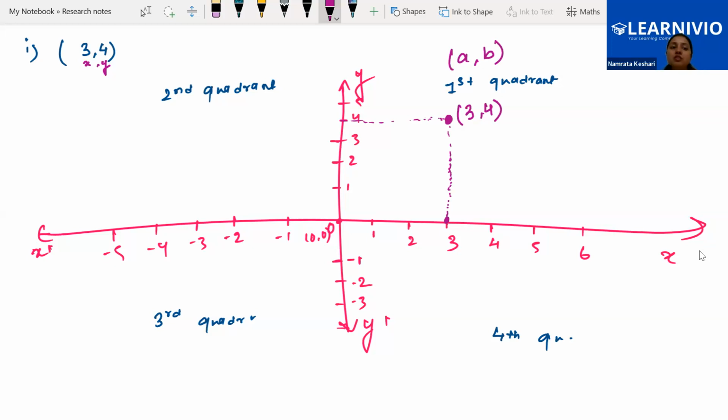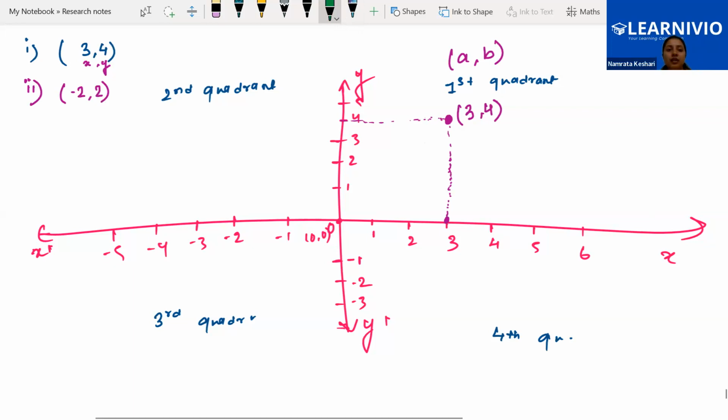Perfect. What about this point? If we have the point x is negative 2 and y is positive 2. Okay, let's locate this point. In which quadrant will it lie?